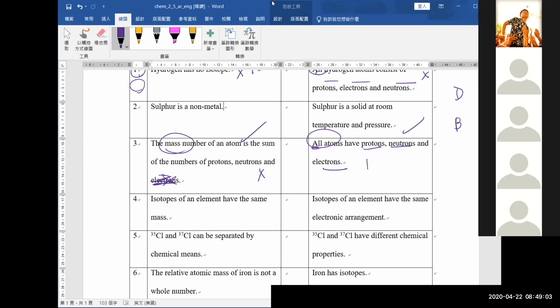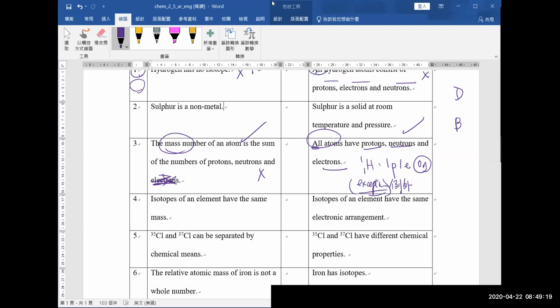Now, just like this one, hydrogen 1, we've got one proton, one electron, but no neutron. So this is the exception. Okay, exception. So which is not correct? So the answer is D. Do you understand now? Do you understand now?